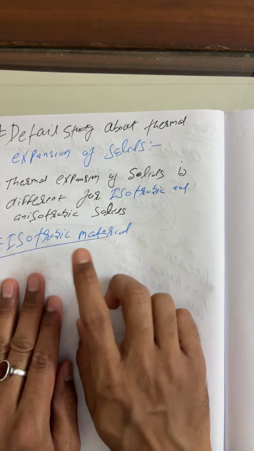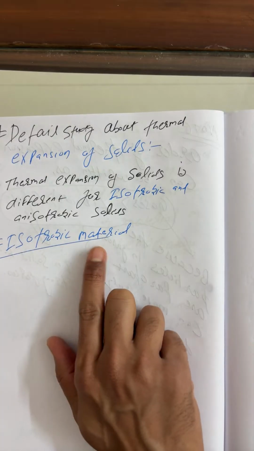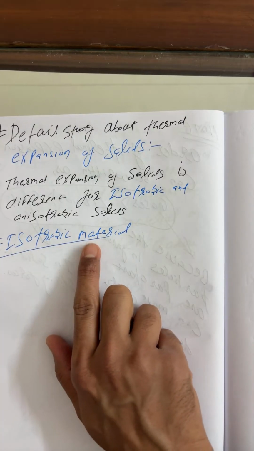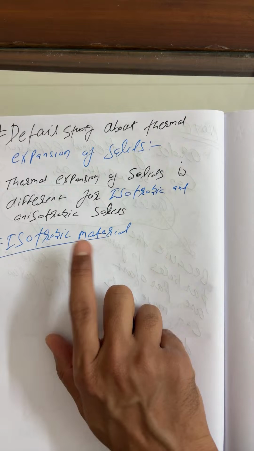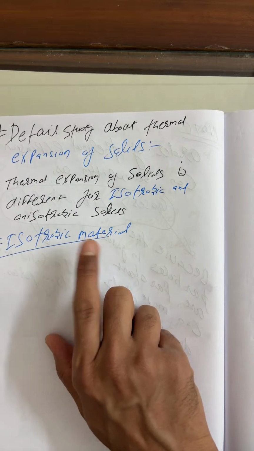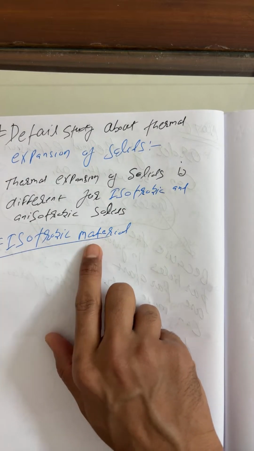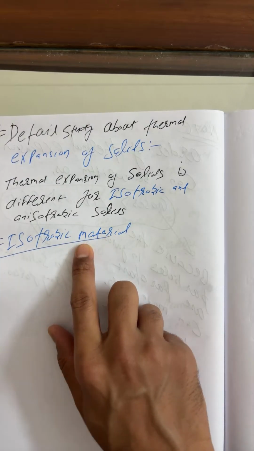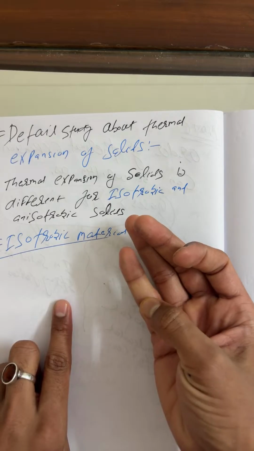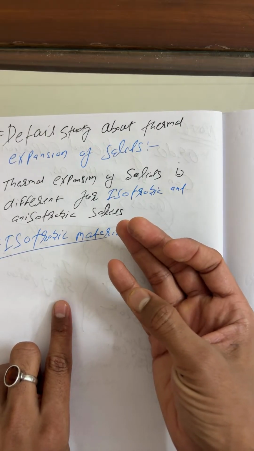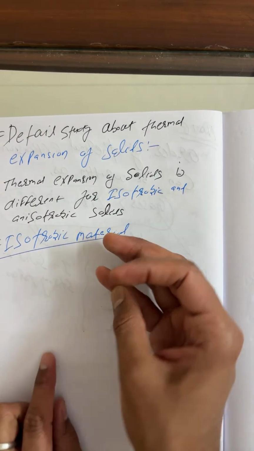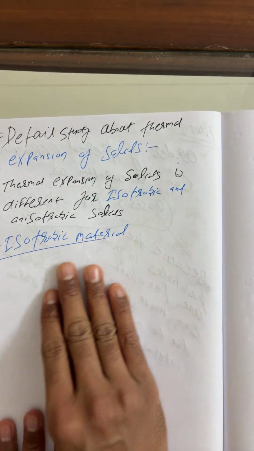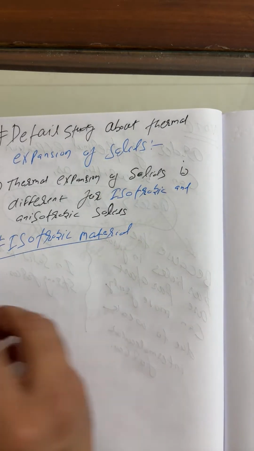Isotropic material are those materials that have the same physical properties in all directions, meaning their strength, elasticity, and other characteristics are uniform. Examples: glass, plastic, diamond. These are all isotropic material.